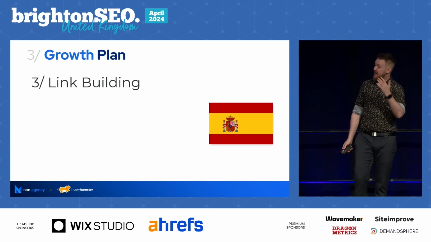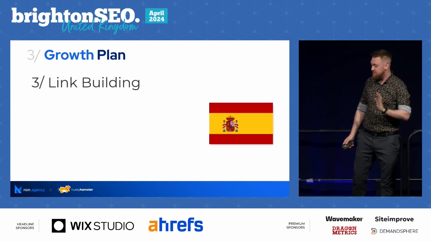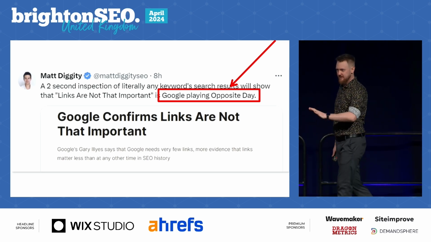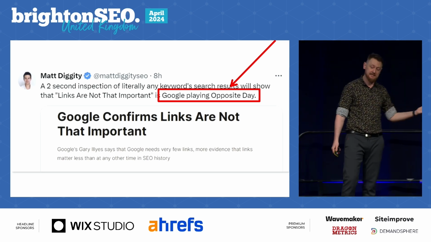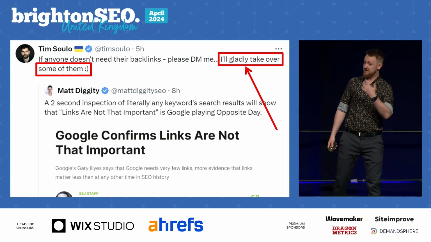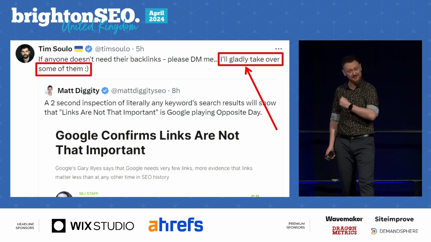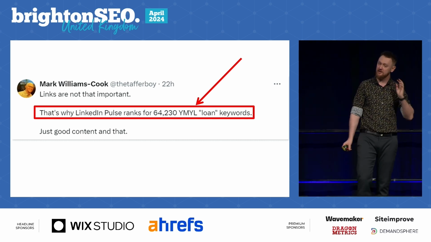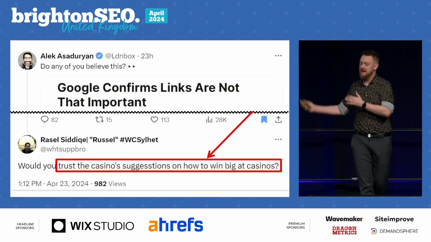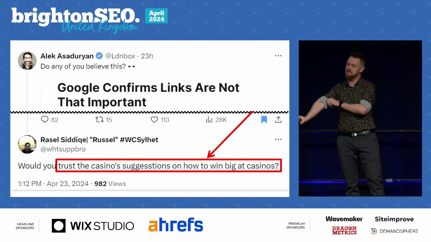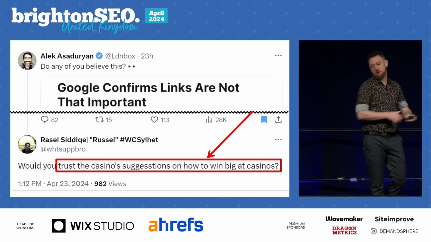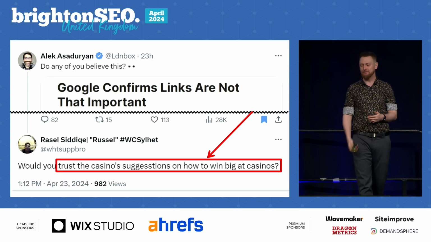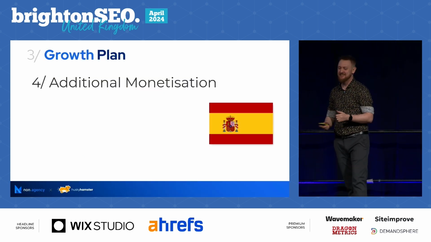But don't take just my word for it. There's a lot of SEOs that didn't really feel like this was something that they are okay with. Some say that Google is playing opposite day. Some are actually gladly taking your links if you don't need them. Some are making fun of LinkedIn posts ranking for your money or your life loan keywords. And some, like this one, I think this is the best summary of it. Would you trust the casino telling you how to win at casino? So let's just leave it at that.